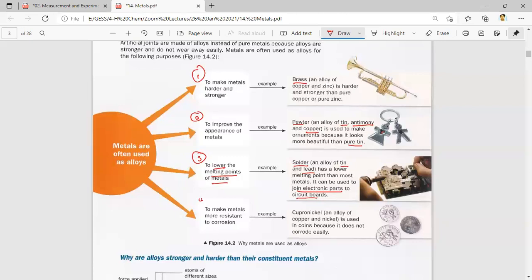And last one, metals are often used as alloys to make the metal more resistant to corrosion. So cupronickel, an alloy of copper and nickel, is used to make coins. Our older coins are actually made of copper and nickel. Now, one interesting fact is that your newer coins, you realize they're actually magnetic.